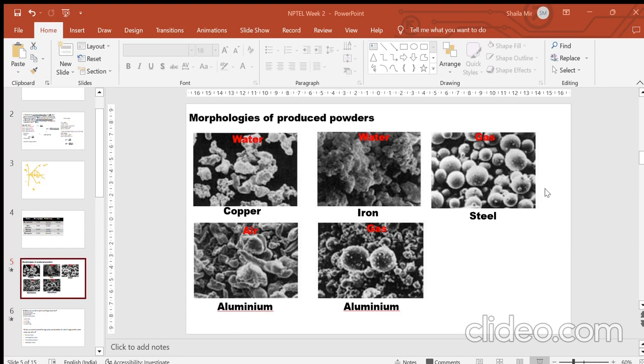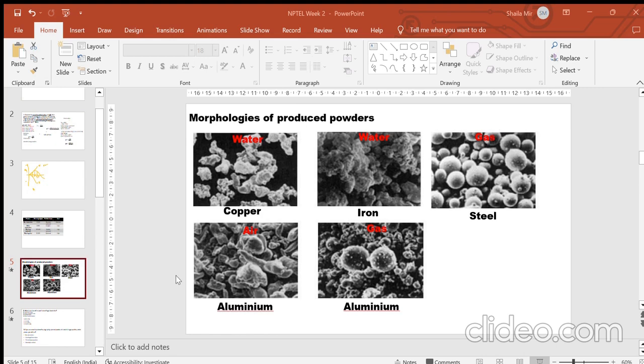Or for either of the steel and the aluminum, can you tell what is the type of atomization used? Because the morphology is similar. Yes. Gas, because it is spherical, right? So for copper, we have used water atomization because the particle shape was very irregular. For iron also, we did not see any characteristic particle shapes here, and we could say that it could be produced through water atomization. Because these have spherical particles, these are produced through gas atomization.